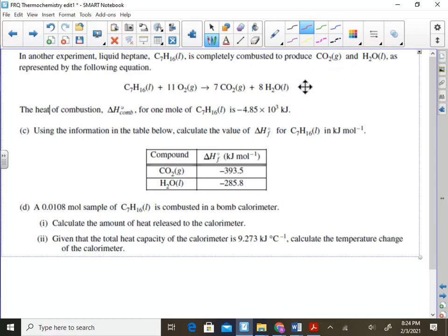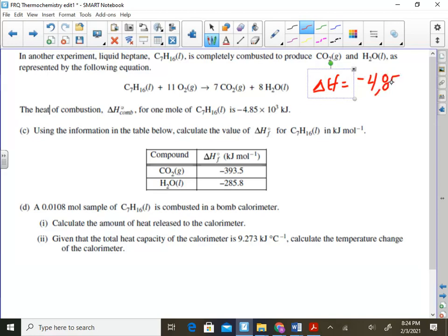They give us the reaction. They give us the heat of combustion. So normally you have it written out here like this, but it's just written in the text of the problem. 4,850 kilojoules right here per mole, and that's for 1 mole. So it's per mole. And it says use the information in the table here to find the heat of formation for our heptane, our liquid heptane in that problem.